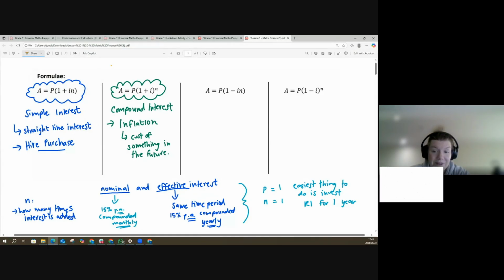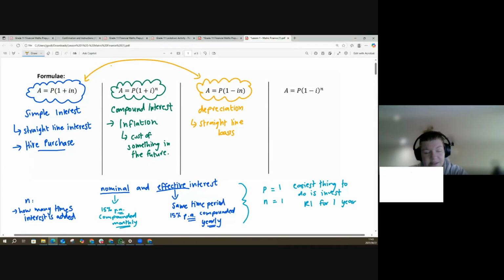Then the two formulas that we brought up exactly back in my day, the two formulas we did on Tuesday. The first one, what is that one telling us? Good. It's depreciation. And we call it the straight line basis. And the reason we say that is because it is similar to our simple interest, except instead of the plus sign, we have a minus sign.